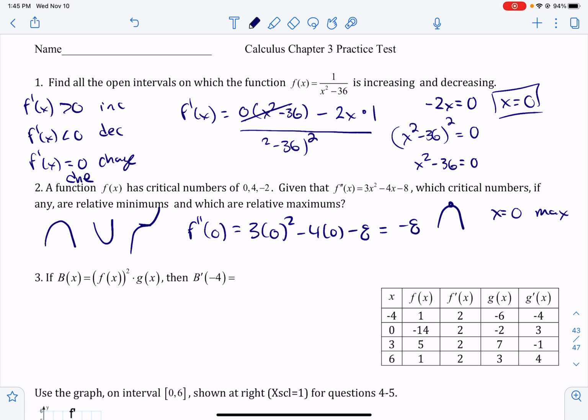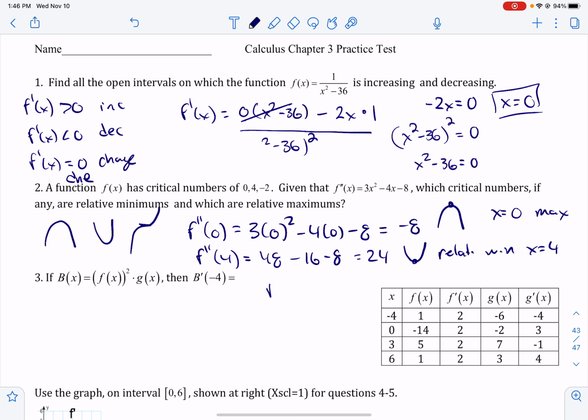So now I do the same thing, but this time I'm going to plug in a 4 and see what happens. When I plug in a 4, let's see, 4 squared is 16 times 3 is 48, minus 16 minus 8, so that's going to give me 24, which is positive. So at 4, my second derivative is positive, which means it's concave up, which tells me that at that point, I have a relative minimum at x equals 4.